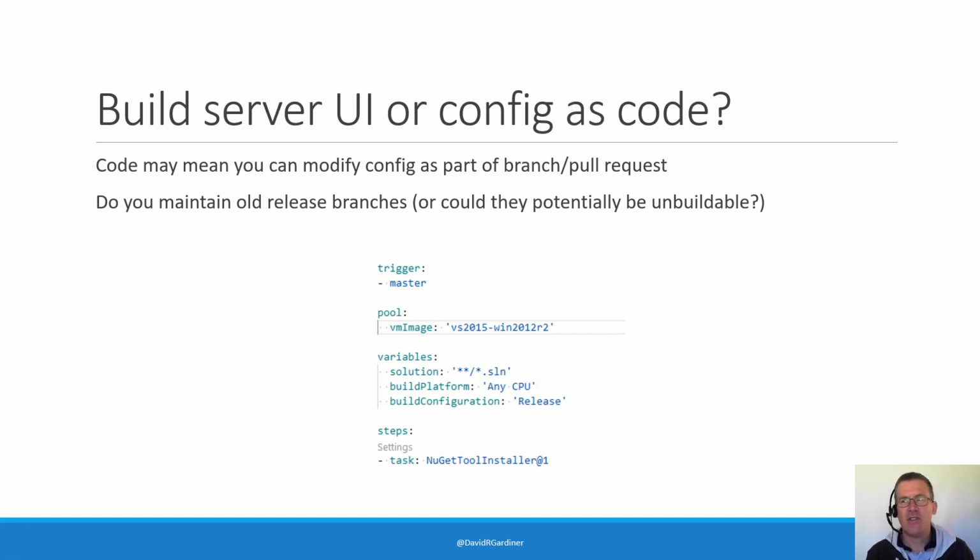So all of a sudden you can't build this branch anymore. It means you would have to be aware of that and either provide your own build agent that has the equivalent software on it, or go into all your old release branches and update those build configurations to use a newer VM image of one that they've provided.